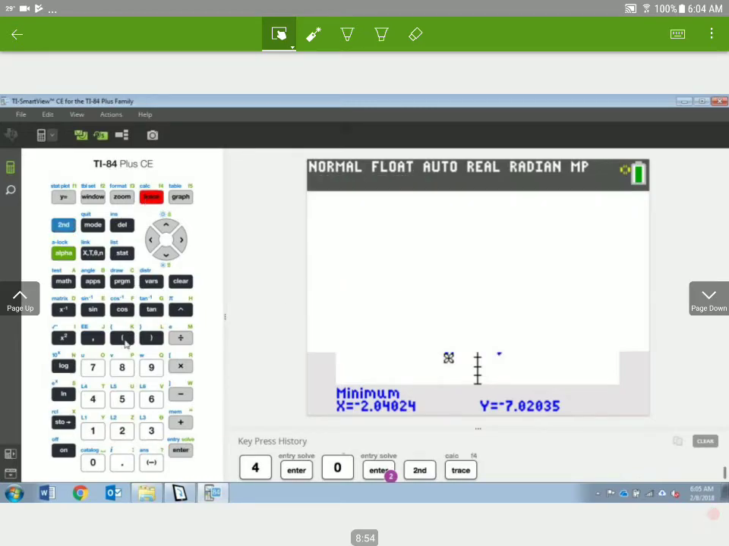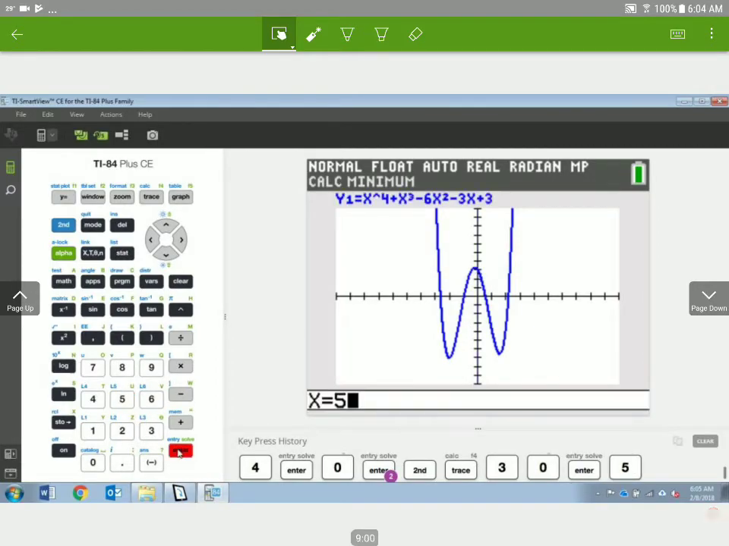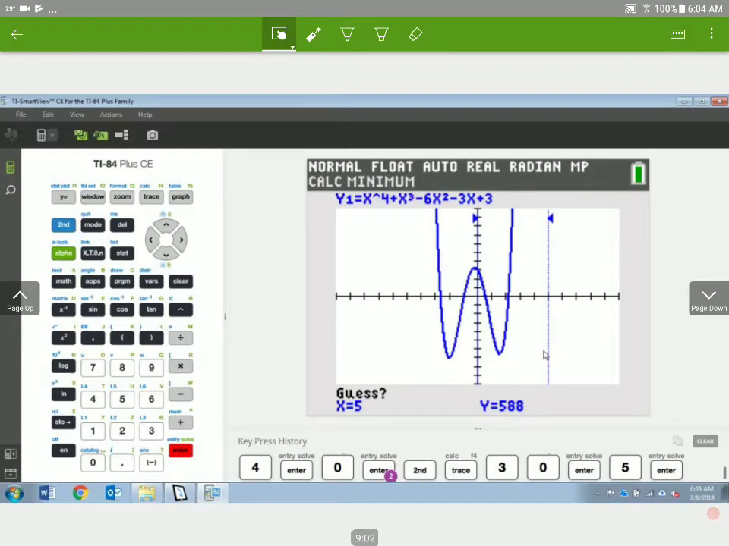Second, calculate minimum. Let's go from 0 to 5. Didn't really count that out. I just know it's between those 2 points. So I got a minimum at 1.5 and negative 6.6.